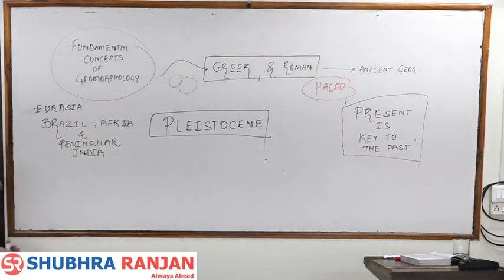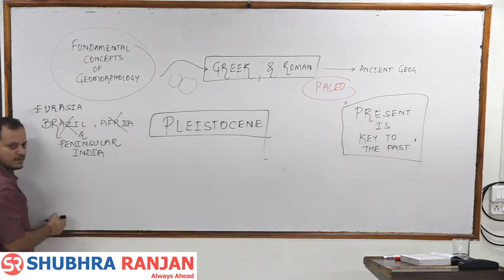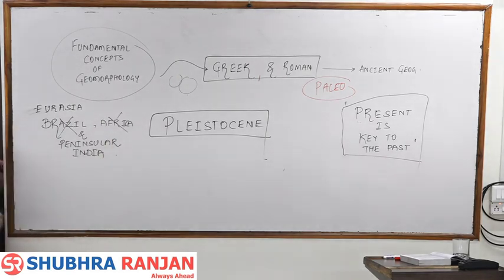But today what has happened? Is there glacier in Brazil? Is there in Africa? Except for Mount Kilimanjaro, etc. Is there in peninsular India? No. So intensity has decreased.